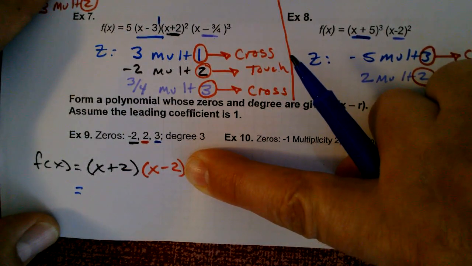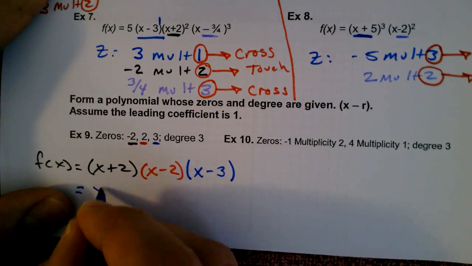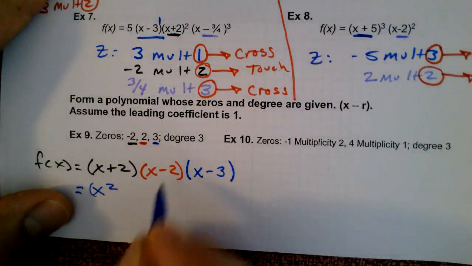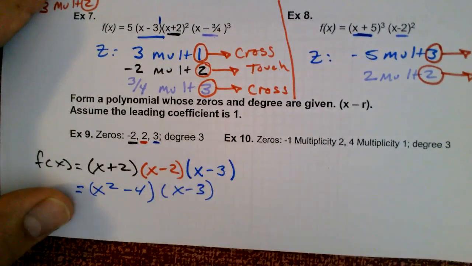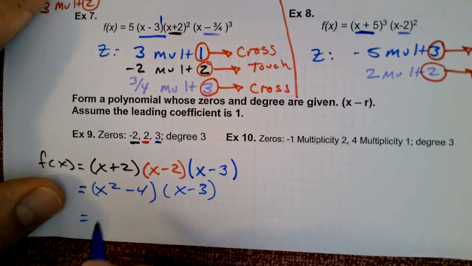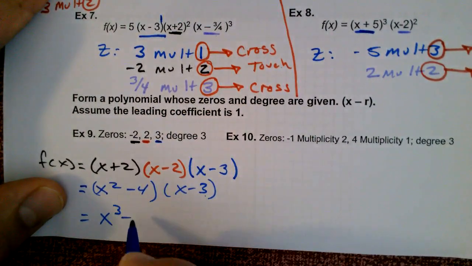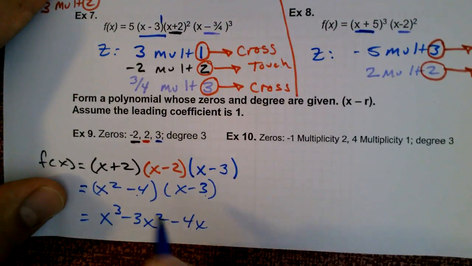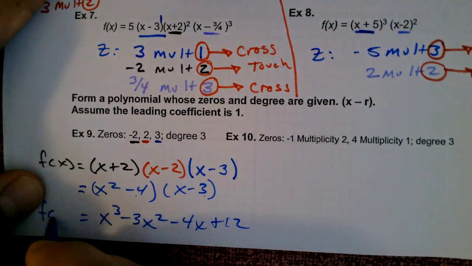So they want this thing foiled out. Well, this is also going to help us with degree. They will tell you what the degree is. So cover this thing up, foil this thing out, x plus 2 times x minus 2. X times x is x squared. -2x and 2x cancels, and 2 times -2 is -4. And now I'll take that times x minus 3. And x squared times x is x cubed. X squared times -3 is -3x squared. -4 times x is -4x. And -4 times -3 is 12.